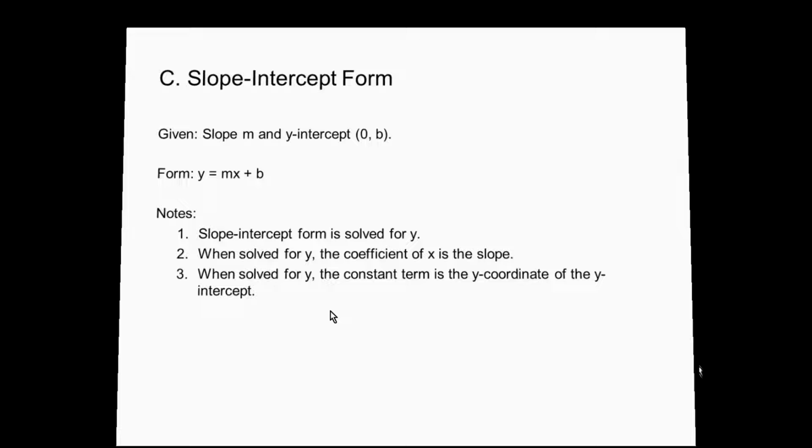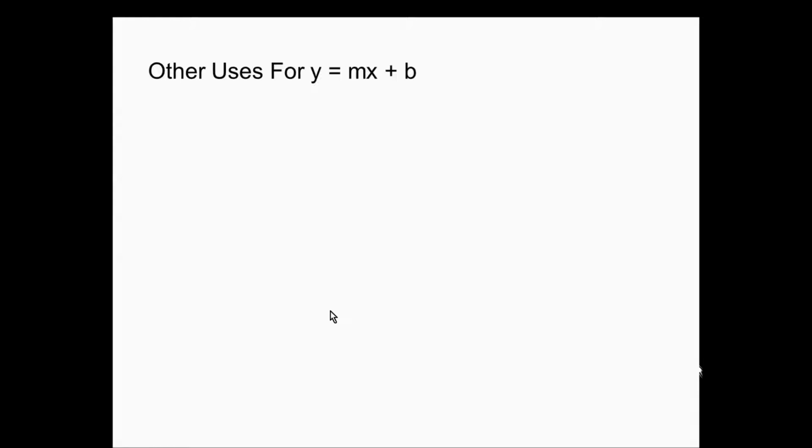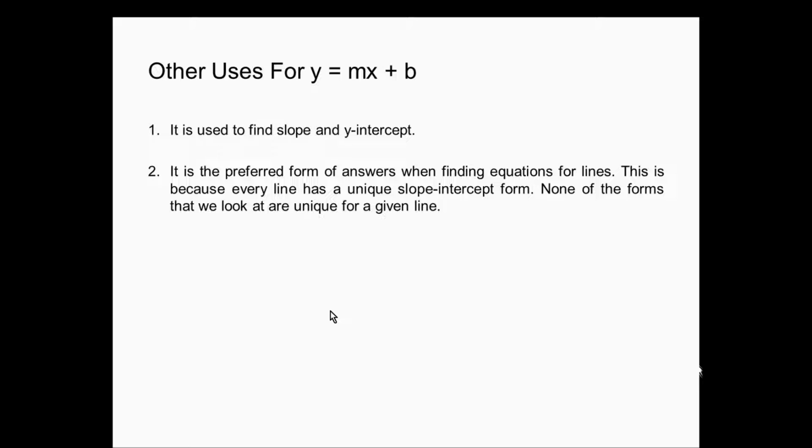There are other uses for the slope-intercept form. So other uses for y equals mx plus b. Now we say what's given to you is the slope and the y-intercept. One of the other uses is we use it to find the slope and the y-intercept. So if we're given one of the other forms for the equation of a line, we put it in slope-intercept form in order to get the slope and the y-intercept. It's also the preferred form of answers when finding equations for lines.